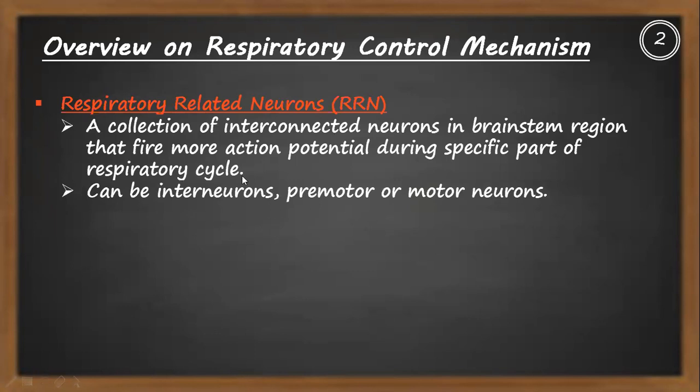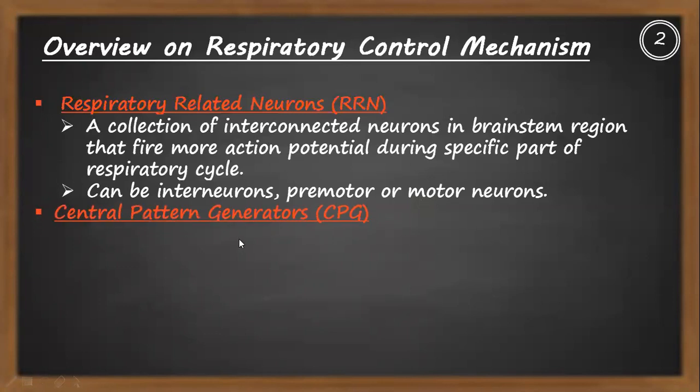And they can be interneurons, that is the connecting neurons, or they can be premotor neurons, that is the neurons which give impulses to the motor neurons. And they can also be motor neurons. For example, we shall talk about cranial nerve number 5, 7, 9, 10, and other cranial nerves, which directly provide motor impulses to the respiratory muscles for respiration.